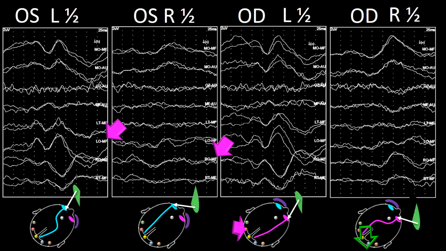The derivation to look at when evaluating visual evoked potential for the right eye, left hemifield is the one that combines the right occipital electrode with the midfrontal electrode. The derivation to look at when evaluating a visual evoked potential for the right eye, right hemifield is the one that combines the left occipital electrode with the midfrontal electrode.